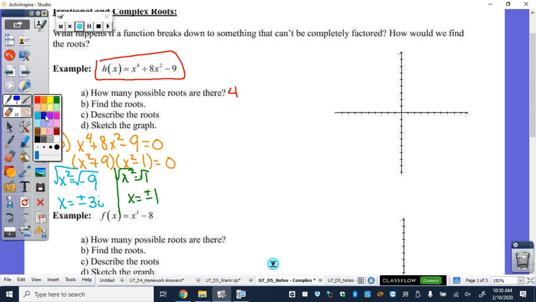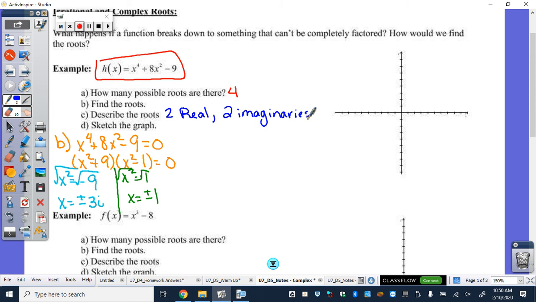So part C, where it tells us to describe the roots, we have 2 reals and 2 imaginaries. Your imaginary roots and your complex roots are always going to come as a pair because of the conjugates. So if you have positive 3i, you are definitely going to have negative 3i because they can't go anywhere without the other. So same thing happens with your complex numbers. If you have positive square root of 7, negative square root of 7 is going to go along with it too. So you're always going to have groups of 2's for those ones.